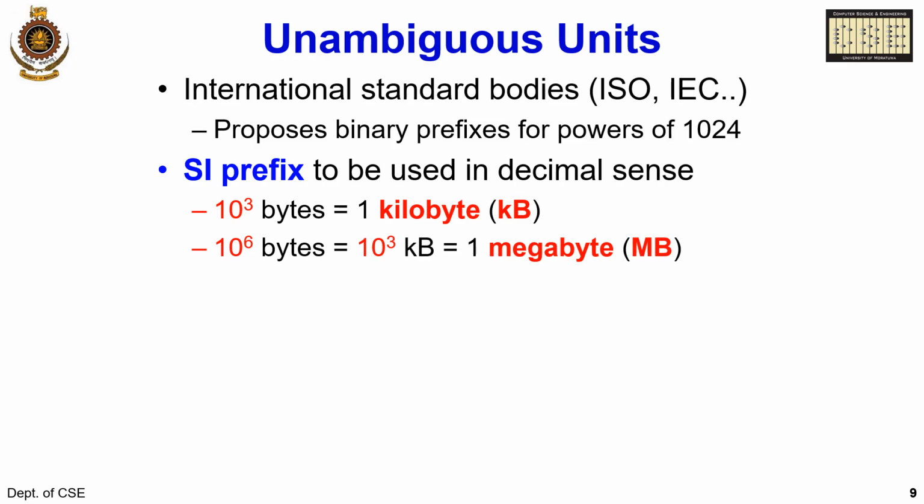10 to the power 6 bytes is a megabyte, or 1000 kilobytes is a megabyte. 10 to the power 9 bytes is a gigabyte, or 1000 megabytes is a gigabyte. So that's the SI prefix, right? So it goes in line with other SI prefixes like kilometer, kilogram, mega.